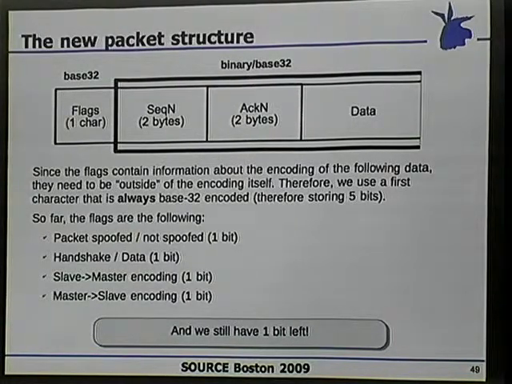We encode it base 32 because this is an agreement, basically. Base 32 always works, and the master would always pick the first byte and say, oh, this is base 32 decoded, and get his flags out of it. We now have a flag for packed spoofed packets, for the handshake, and for the encoding from the slave to the master and from the master to the slave. And after that, everything is encoded in the way it was specified in the flags.